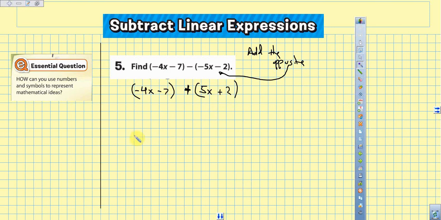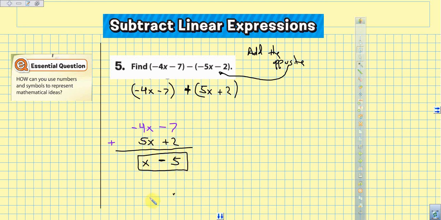Okay, let's rewrite this vertically. Okay, so I have a negative 4x minus 7 plus 5x plus 2. Negative 4 plus 5 is just going to be x, or 1x. Negative 7 plus 2, that gives me, sorry, that's not 5. Negative 7 plus 2 is going to be a negative 5. Just caught that. Okay, so my answer is going to be x minus 5.